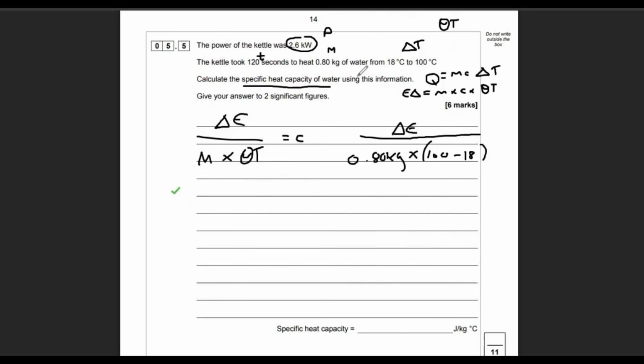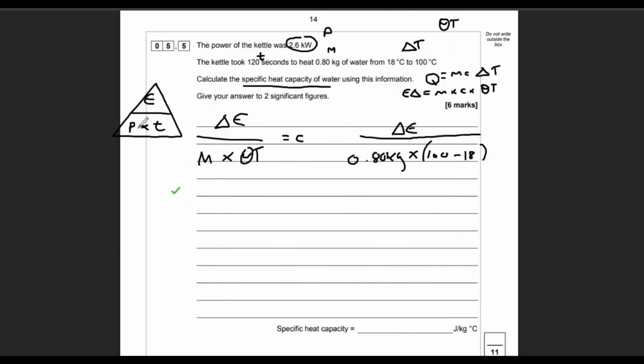Now, notice they've not given us joules. So how are we going to find the energy? Well, we have been given the power and we have been given the time. And you might remember there is an equation, E equals P times T. I'm inept, or I'm apt. I'm capable of this. Okay, energy equals power times time. You'll find that on your equation sheet.